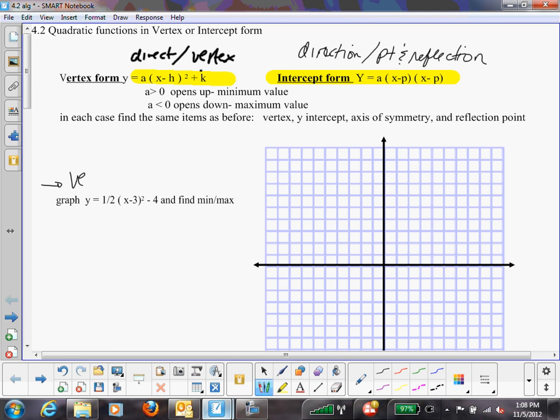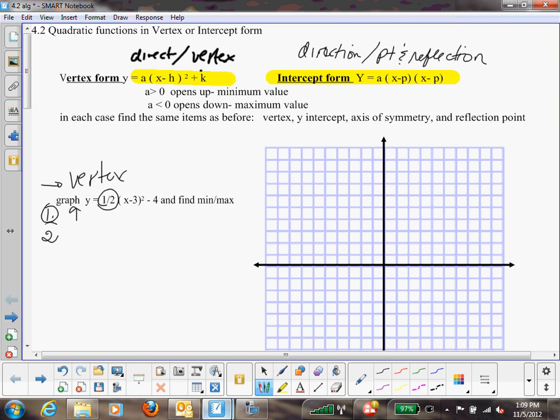This is the vertex form. So our steps are pretty much the same. Step 1 is always the direction. How does this parabola point? How do you know that it points up? This is a positive value, right? 1/2 isn't negative, it's positive, so we know it opens up.